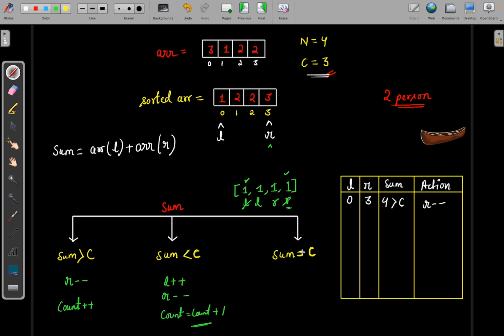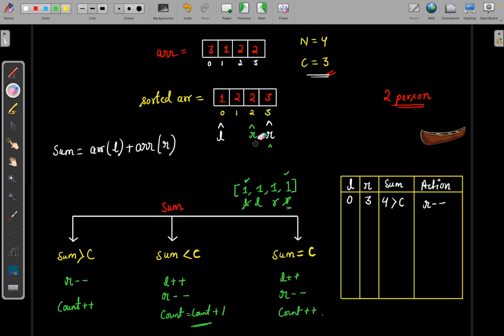Now when your sum is equal to capacity, what will happen? Even if your sum is equal to capacity, what you will do is simply move it, like here. When my pointer was here, 2 plus 1 equals 3, that is equal to capacity. What will I do? I will simply place these 2 persons. So I will simply do L plus plus, R minus minus, and count plus plus.